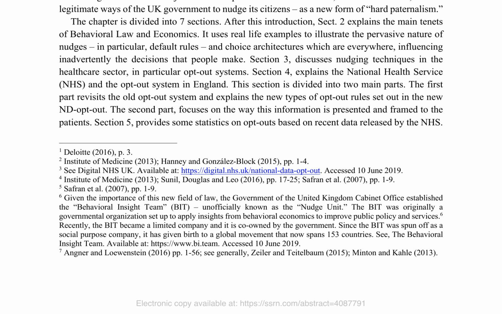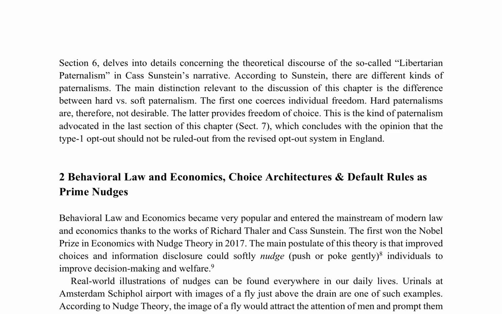In conclusion, the chapter examines the challenges of the revised opt-out system and the secondary use of health data in England, focusing on the behavioral law and economics literature, particularly the nudge theory. It highlights the importance of understanding the psychological traits of human behavior and a variety of other factors such as emotional, social, and cognitive as the overarching framework to discuss legal issues. Section 6 delves into the theoretical discourse of libertarian paternalism in Cass Sunstein's narrative. Sunstein distinguishes between hard and soft paternalism, advocating for the latter, which provides freedom of choice.